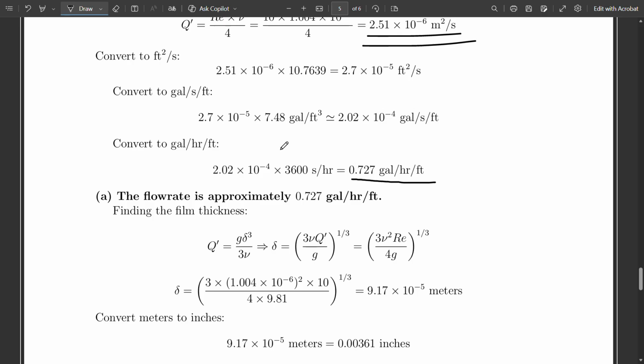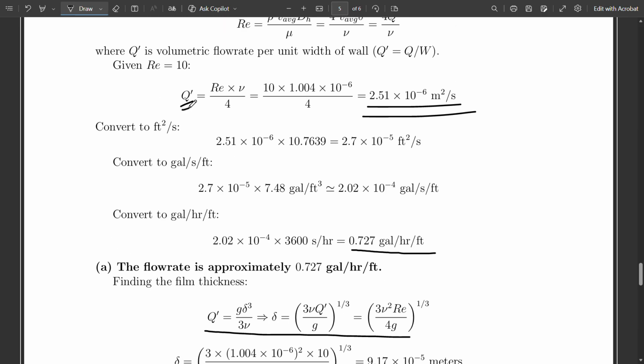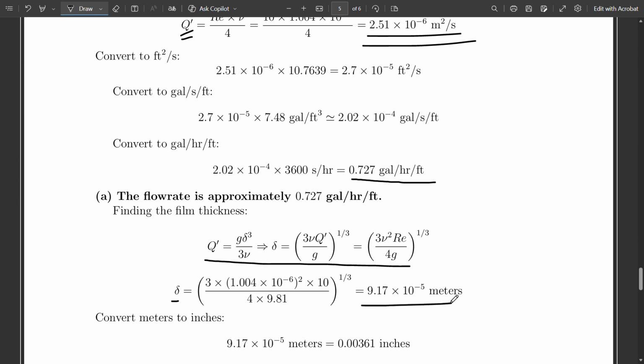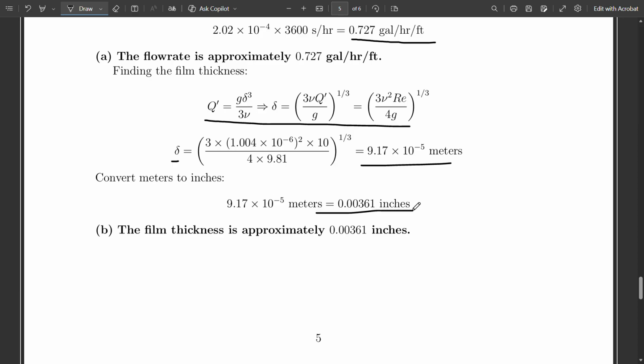Now finding the film thickness, here again we have the volumetric flow rate. Dividing the volumetric flow rate by W, that is Q upon W, we have to get delta. For this we use this equation, and from that we get the value of delta. Substituting all the values again, with the q dash value calculated earlier, we get the result in meters, and converting this to inches, as the question asks for inches, the film thickness is approximately 0.00361 inches.